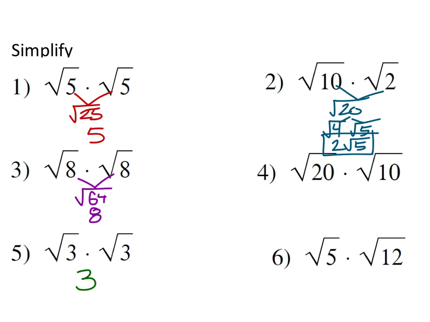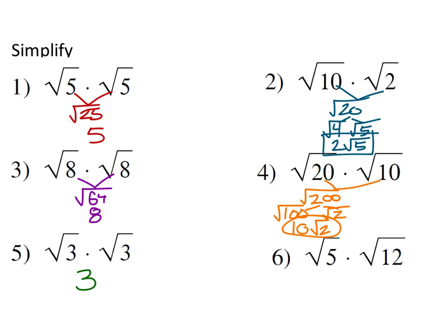Alright, so number 4. We're going to combine these. 20 and 10 would be 200, square rooted. But one of the factors of 200 is a perfect square. That's 100, so that's 100 times 2. Square root of 100 times the square root of 2. The square root of 100 is 10. The square root of 2 is the square root of 2. So that is our answer, number 4.